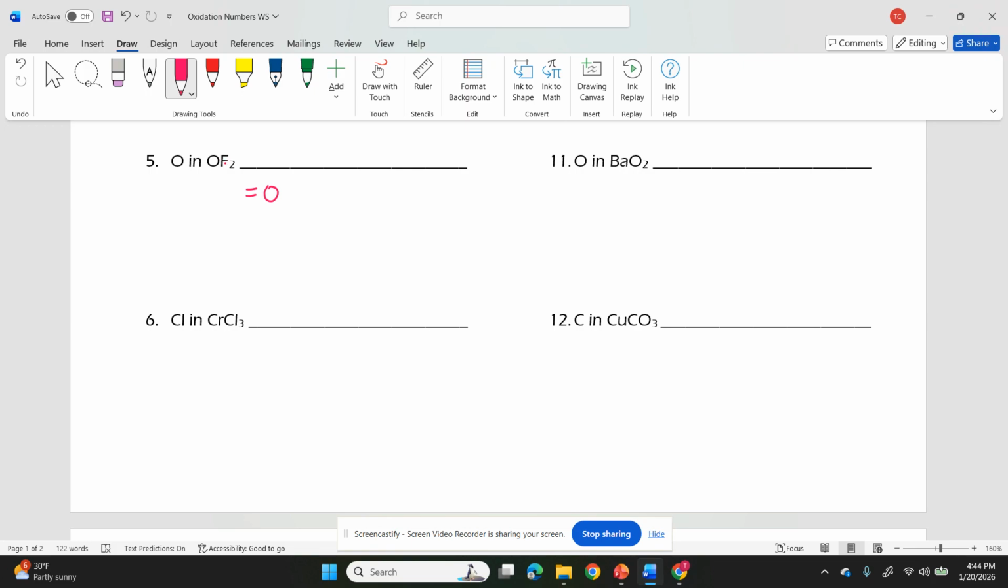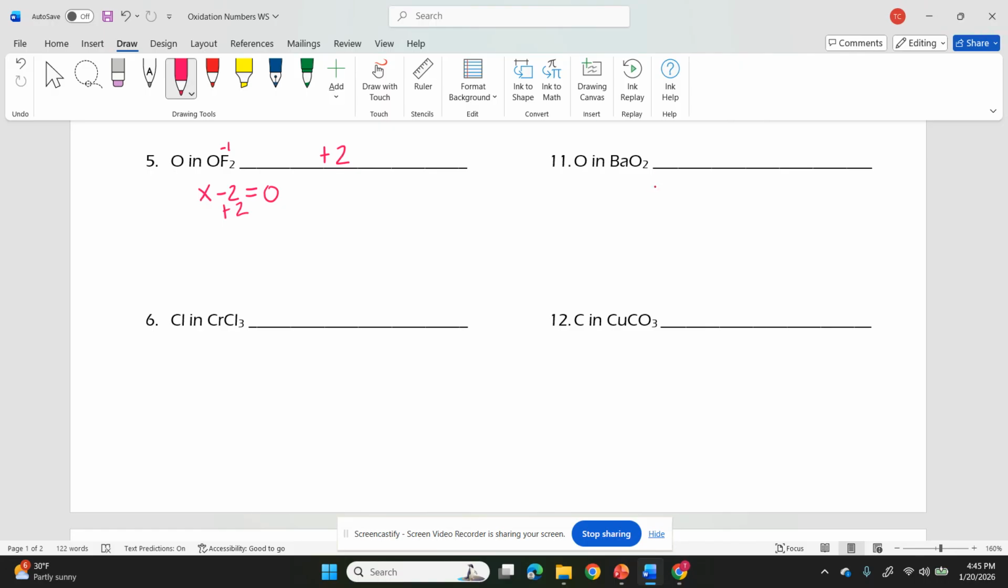If we look at rule number 3, it says fluorine will always be a -1. And I have 2 of them, so that's going to give me a -2 right here, and oxygen is going to be an X. So when I add 2 to the other side, I end up getting X equals +2. This is one of the only rare exceptions where you're going to see oxygen have a +2 oxidative state, especially since it's such an electronegative element.